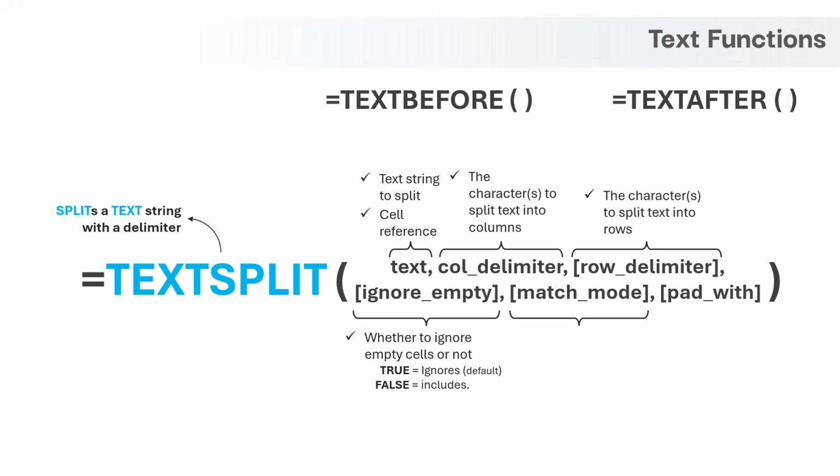Match mode determines case sensitivity when looking for the delimiter. By default, TEXTSPLIT is case sensitive and match mode is set to 0. Setting this value to 1 will disable case sensitivity.